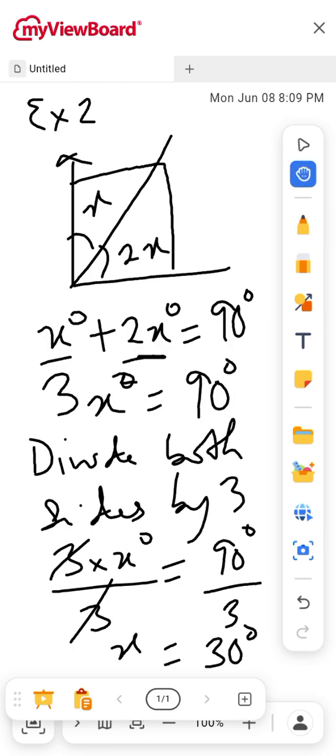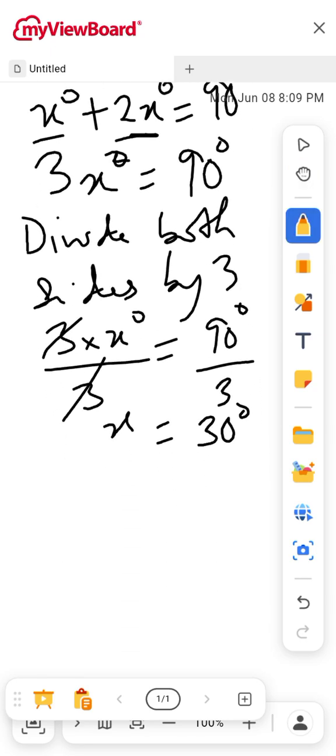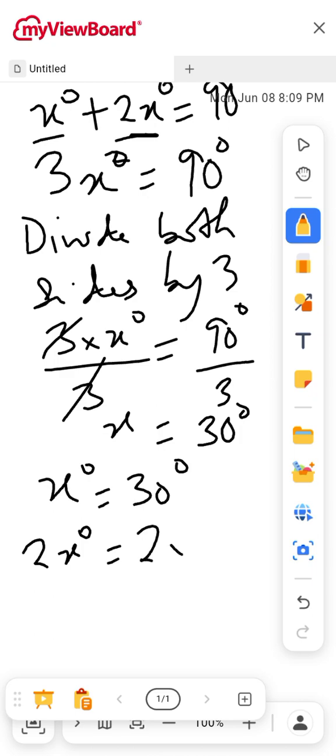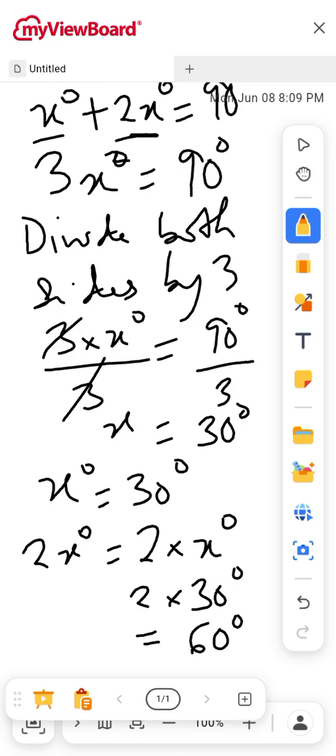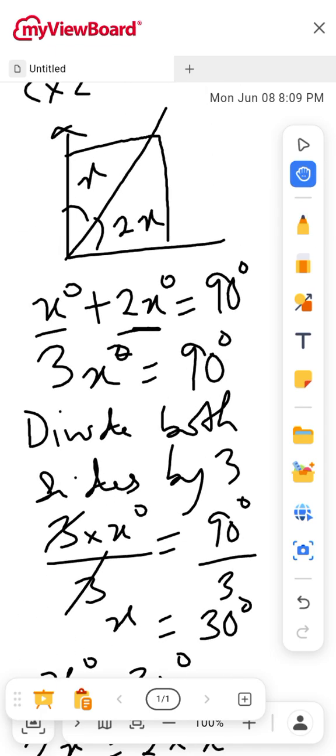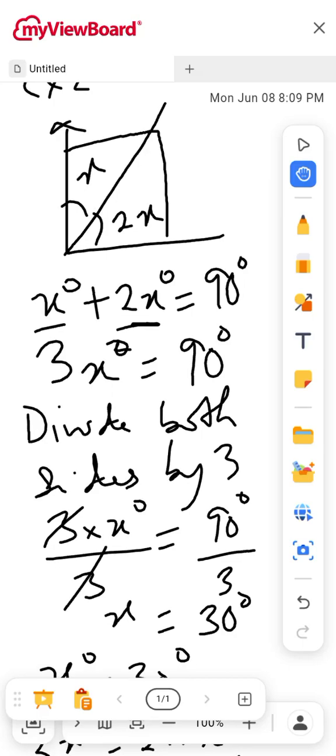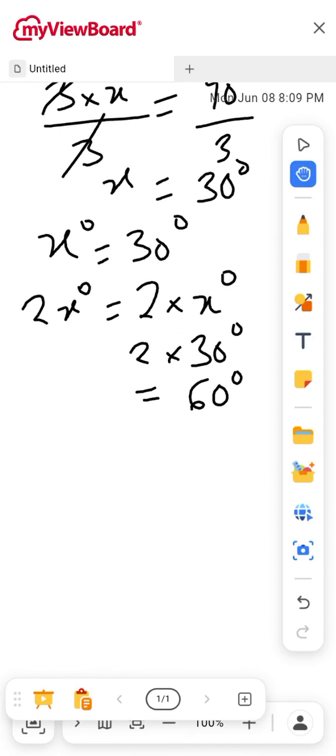They ask us to find x and 2x. If x is 30, what is the value of 2x? So 2x degrees means 2 multiplied by x degrees, and that is 2 times 30 degrees, and that will give us 60 degrees. So the angles are 30 and 60. And when you look at 30 plus 60, that will give you 90 degrees, which is the sum of angles in a right angle.